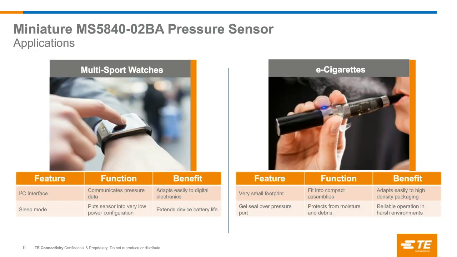Moving on, we give you some examples here. I'll wait for the image to pop up. The image with the pictures here, I'll just talk through these. Applications where we find these miniature pressure sensors are in multi-sport watches. There should be an image there. I'm sorry, on my screen it doesn't show. It may or may not on your screen. But we're providing these sensors for multi-sport watches where people are using them to keep track of, for example, altitude.